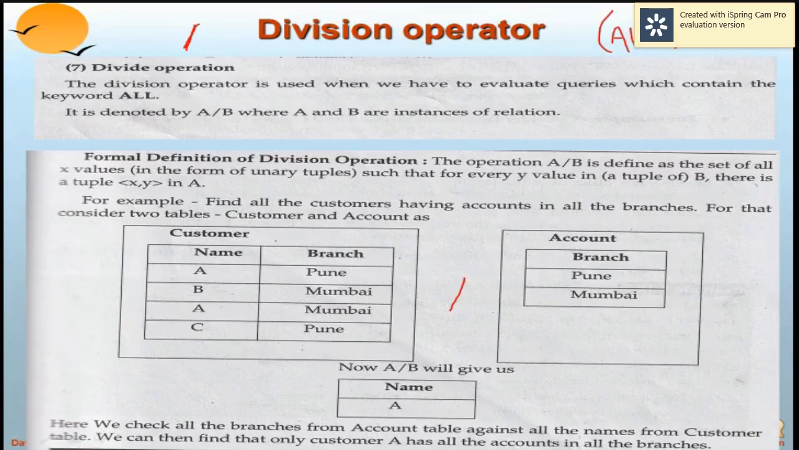Literally speaking, just analyze the output over here. In the table customer, which customer has an account in all the branches? I have two branches over here, Pune and Mumbai, and I want to check the names of those customers who have their account in all the branches. You see, it's only customer A who has an account in both Pune and Mumbai, and my output will be A. This is how the division operator works.